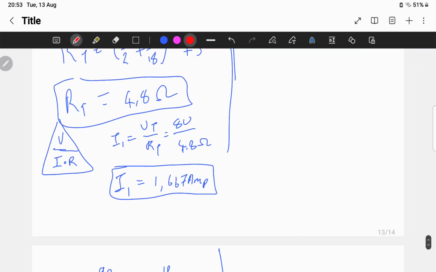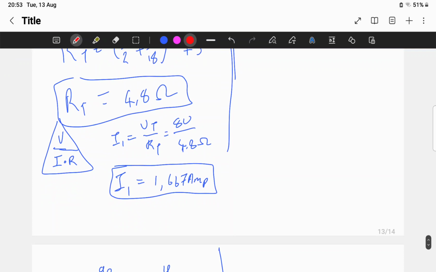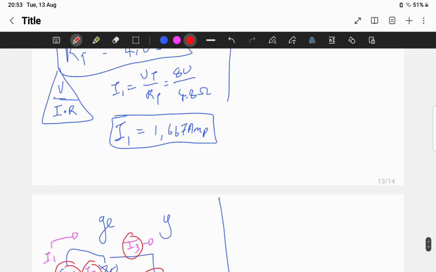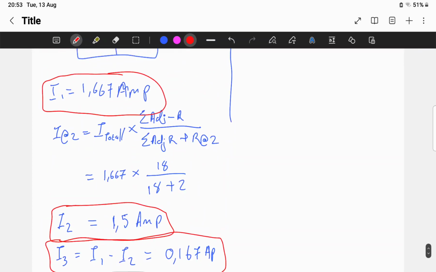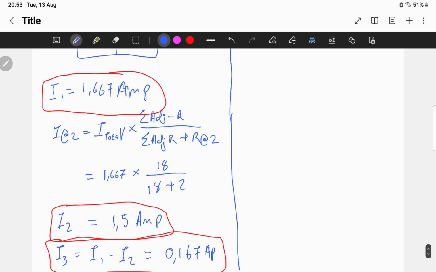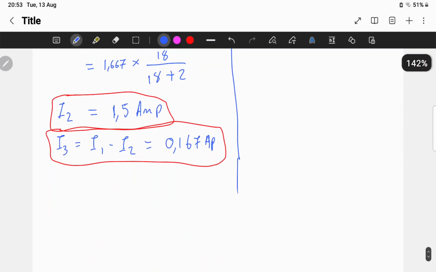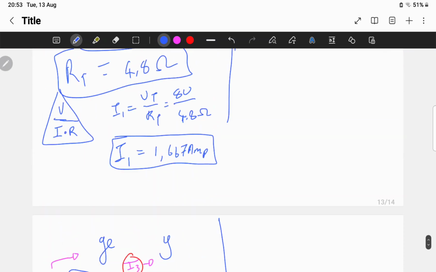Let me just double check something quickly. What do you mean? Okay, let's solve the next equation. What's the next equation?